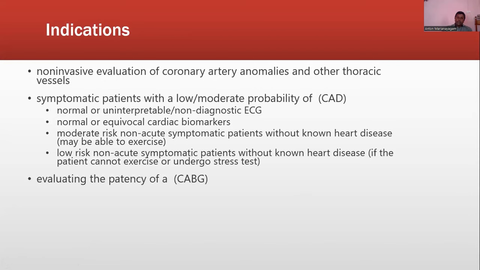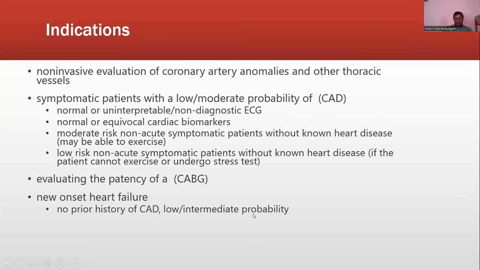So if you are going to evaluate a patient for CABG, we can even see the LIMA, that is the left internal mammary artery, so that we can even mark the internal mammary arteries so that they can harvest it for the bypass graft. If the patient is having heart failure, which is new onset, moderate history of coronary artery disease, low to intermediate probability, with decreased ejection fraction.